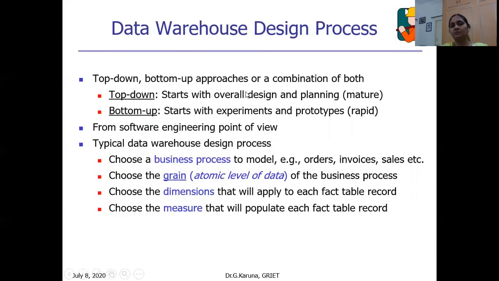So the top-down and bottom-up approaches. Can we go for top-down or bottom-up or both? That depends on the type of business. You may follow the top-down, which starts with the overall design of the data warehouse and plans accordingly. Otherwise, start with experiments and small prototypes. This is nothing but the bottom-up. Or you may use a combination of both. And from the software engineering point of view, there are various phases. Here also you can start with a software engineering prototype model.